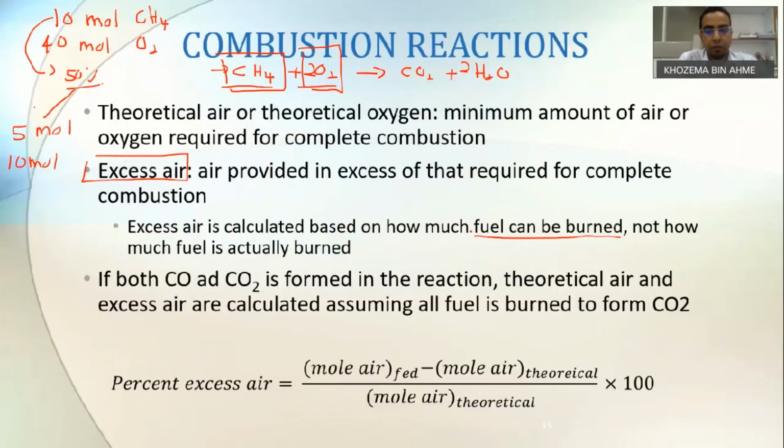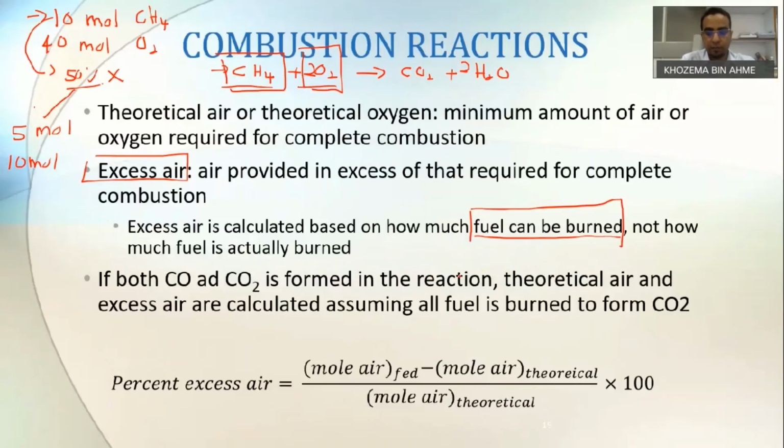So even though this is the amount I need, I will always calculate my excess air based on what is the maximum amount of fuel that I can burn. So we won't consider our conversion here. We'll be only looking at what is the feed of methane that we have. And based on that, we'll calculate our excess air. Excess air meaning here, if you want to have 20%, 30%, 40%.